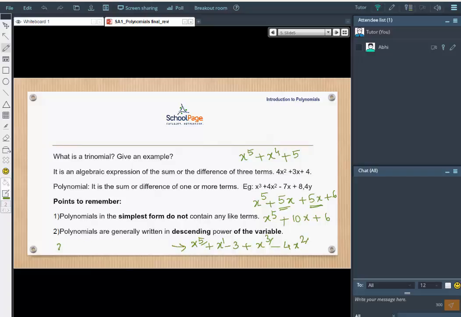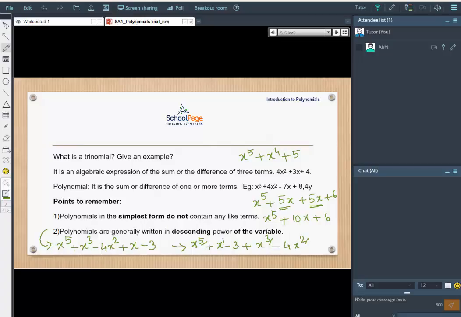If we would write this as x raised to 5 plus x cube minus 4x square plus x to the power of 1, or we just write it as x only, minus 3, that is the constant 3, it comes in the end. This is how a polynomial is generally written.